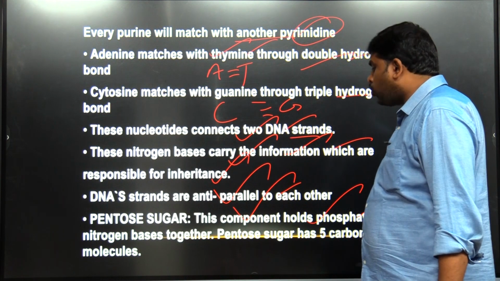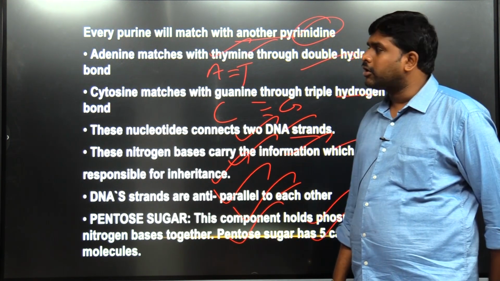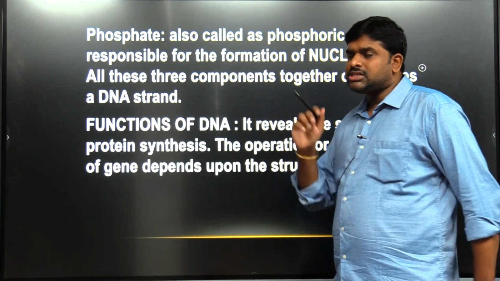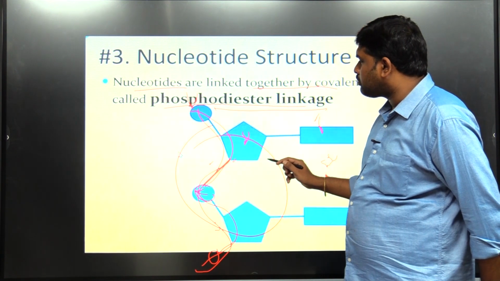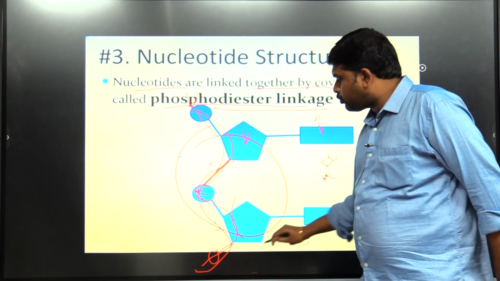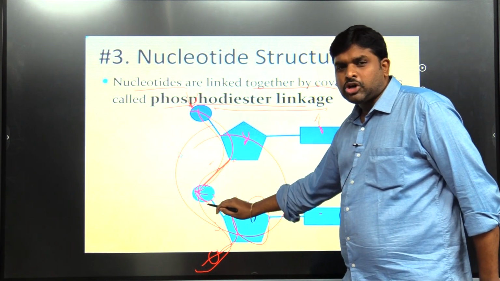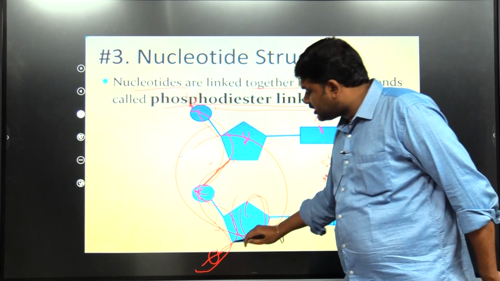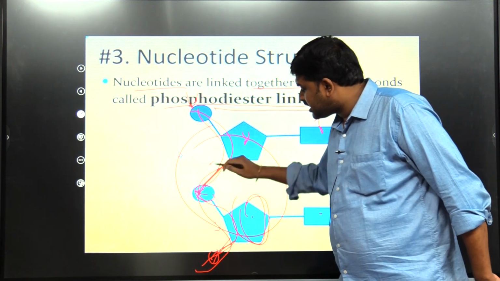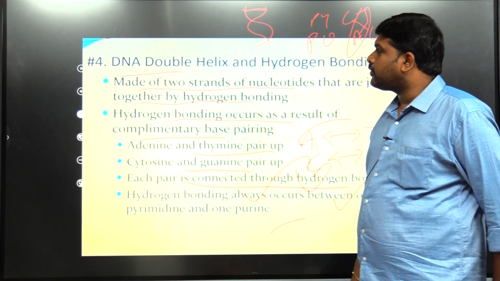Pentose sugar, this component holds phosphate and nitrogenous base together. Pentose sugar has 5 carbon molecules. Whereas phosphate, what is the function of this one? I am talking about this pentose sugar molecule. So what is this pentose sugar? It will carry the nitrogenous base, it will carry phosphate. It is an energy provider. It will carry both, and this will go into the next. This chain link is because of this pentose sugar molecule.